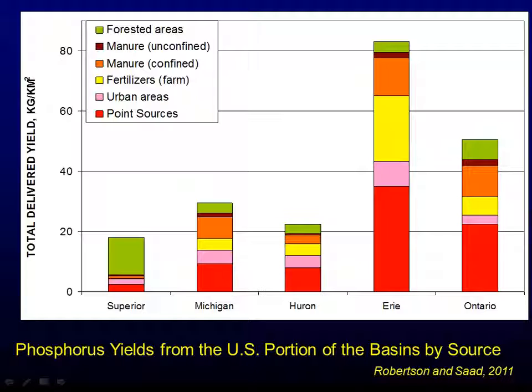Now when I show this, remember this is the entire basin from the U.S. side only. It doesn't include interbasin transfer, and it doesn't include Canada. So that's actually going to creep into one of my last slides. But we can describe the nutrient sources coming into each one. And you can see these vary quite a bit. Lake Superior, mostly forest. That's where the bulk of its load is coming from. Lake Erie, mostly point sources, but also a lot of agriculture coming in.